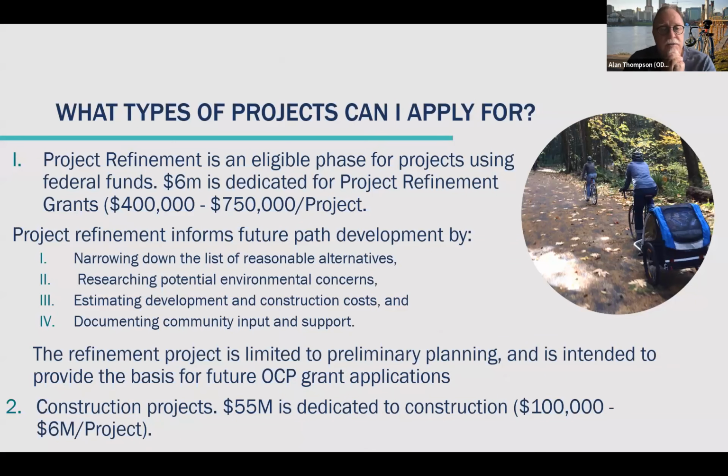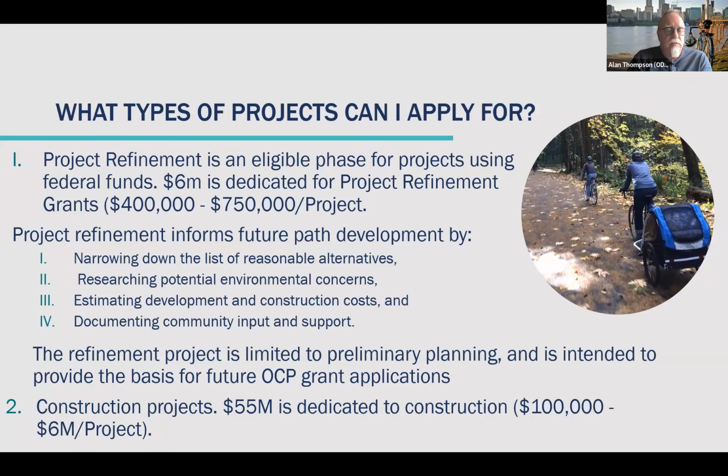So what type of projects? Project refinement, we talk about that as using maybe 30% design, basically up to, but not including, engineering. So we're talking about alternatives analysis, conceptual design and final alignment, and preliminary research on environmental, because what'll happen next would be the NEPA, followed by right of way, followed by utilities, and then construction. So this is planning, not pre-construction. And we have it at $400,000 to $750,000 per project.